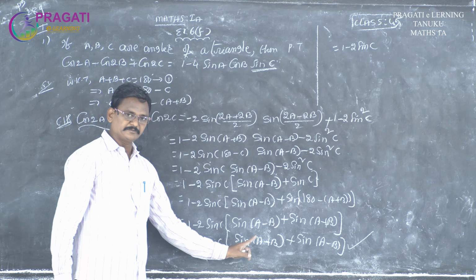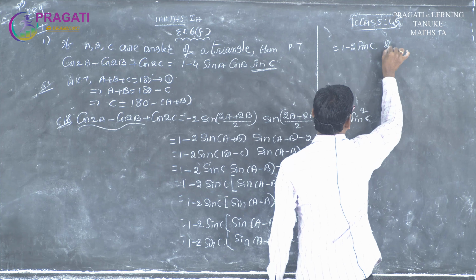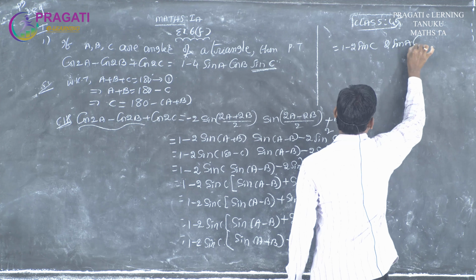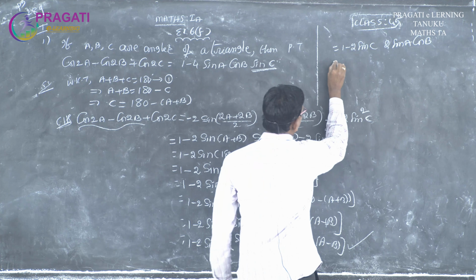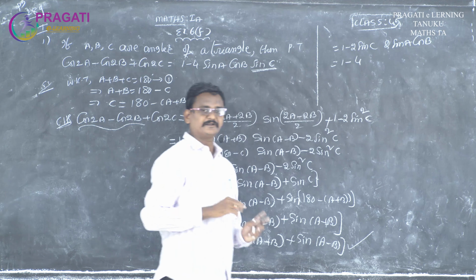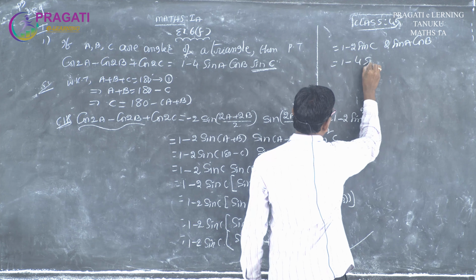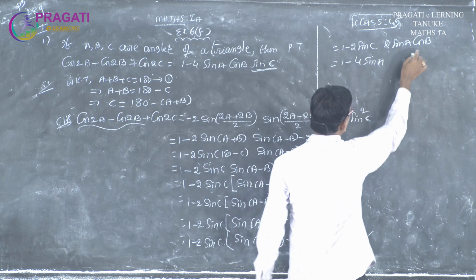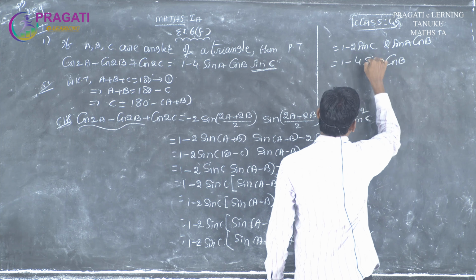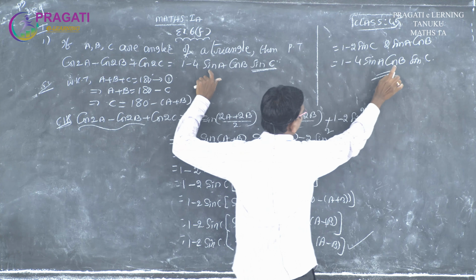And from this, based on the formula sin(A+B) + sin(A−B) = 2 sin A cos B. So finally 1 minus 2 into 2, 4. Write in order. Order means first angle A, that means sin A. Next angle B, that means cos B. Next angle is sin C. So this is only RHS.